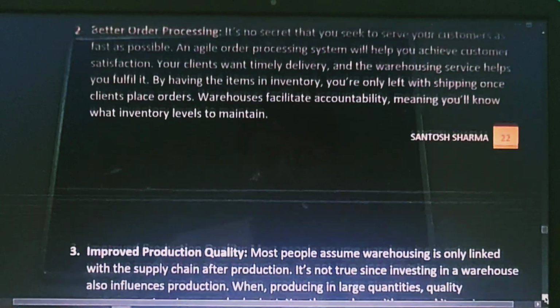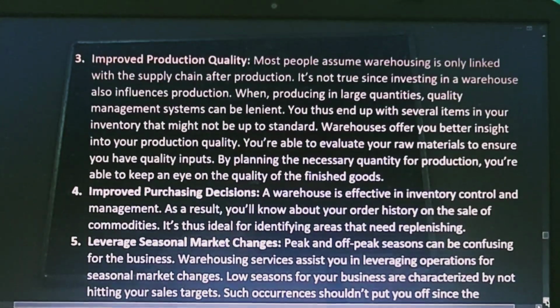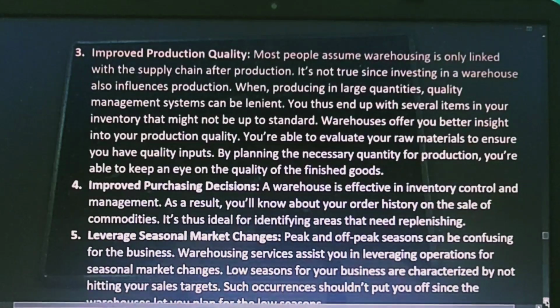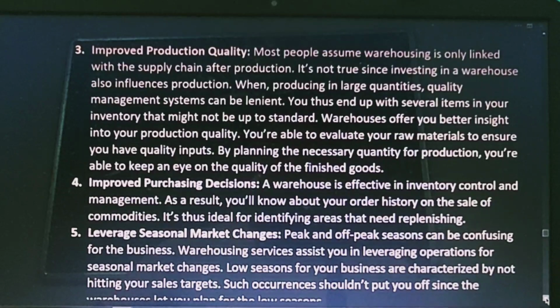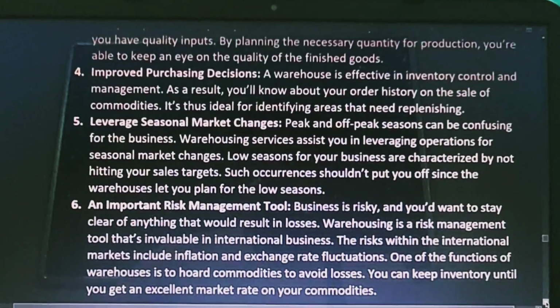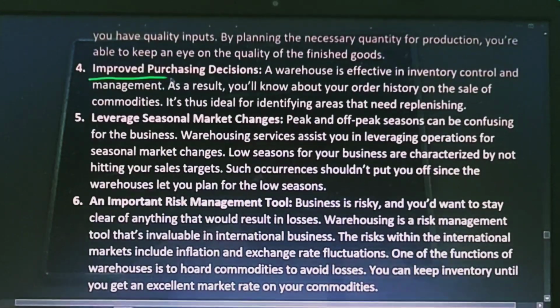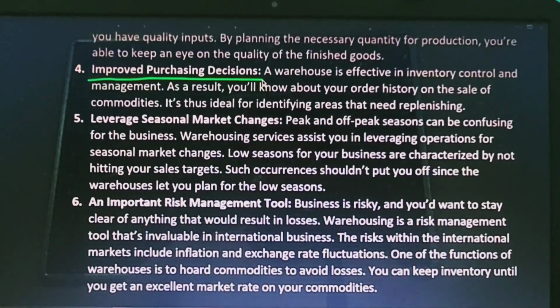तो वहाँ से आप choose कर सकते हैं. Then there is improved production quality, because it is not necessary कि all the production is sold out immediately, so you can concentrate more on production efficiency. Then improved purchase decisions, this is also one important part or role of warehousing.